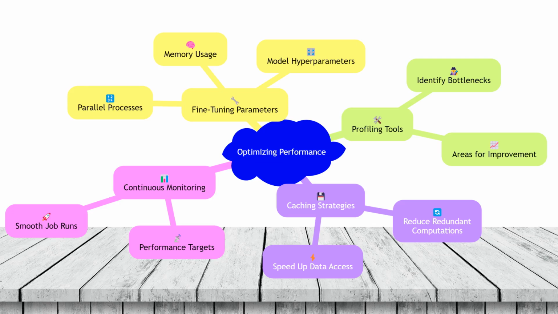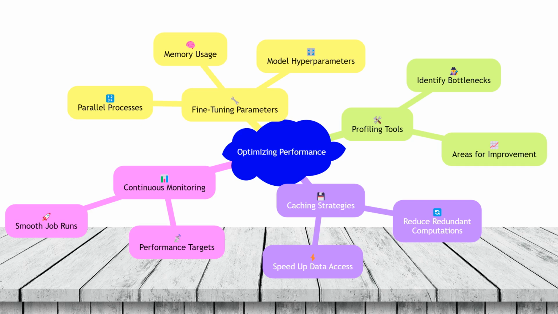Optimizing performance is a key aspect of configuring an environment for a job run. This involves fine-tuning various parameters and settings to ensure that the job runs as efficiently as possible. For instance, you might need to adjust the number of parallel processes, optimize memory usage, or fine-tune the model's hyperparameters. Profiling tools can help identify bottlenecks and areas for improvement.